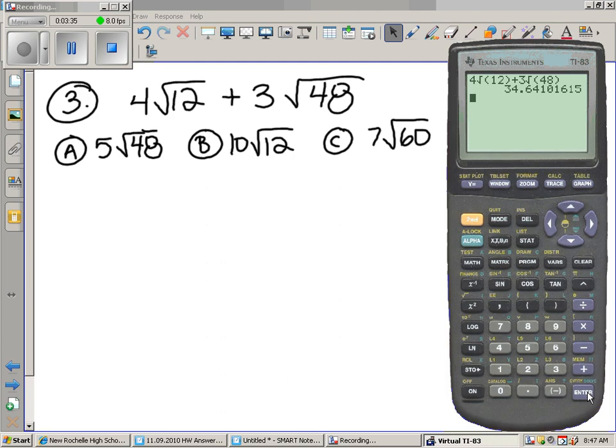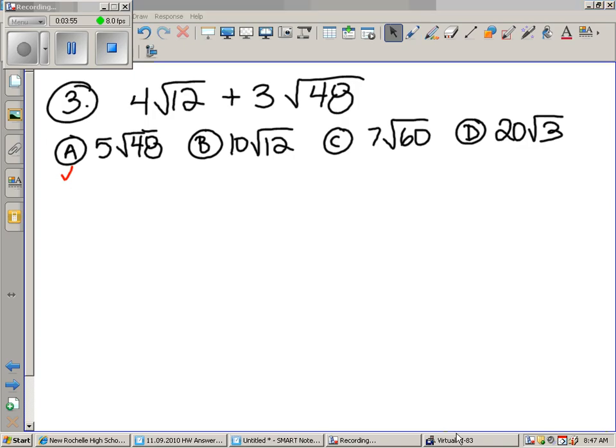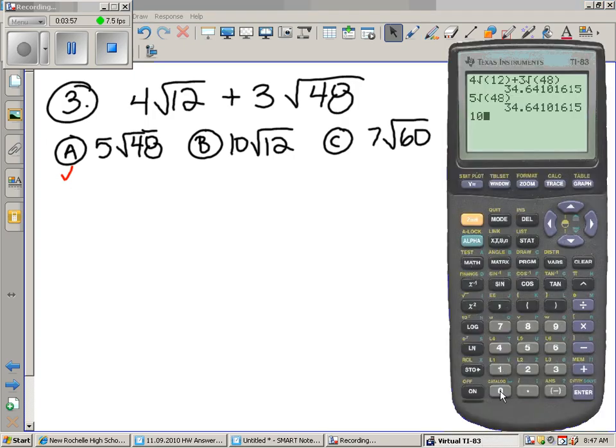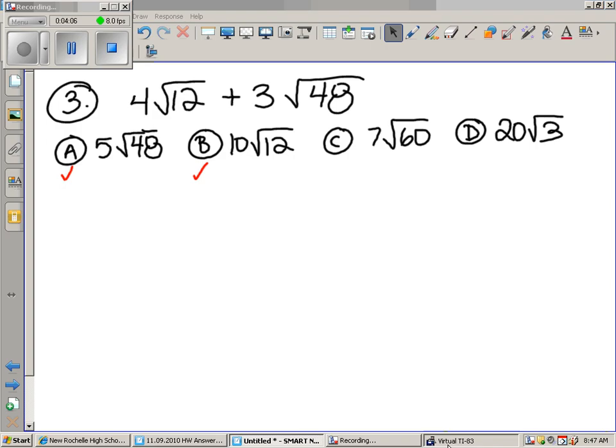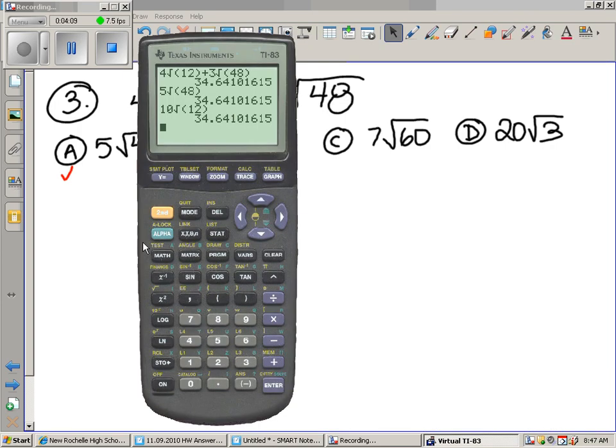Take the multiple choice answers and plug them in, okay? Let's see if the first one works. 5 times square root 48. Okay, the first one works. That doesn't mean that you choose it right away. I'll show you. All we are going to do is use our calculator to eliminate choices. So the first one works. Let's see about the second. 10 times square root 12. Oh, the second one works. That's awfully strange, but don't worry. They did try and foolproof it, but we're going to get around that because we're too smart. Let's see if the third one works.